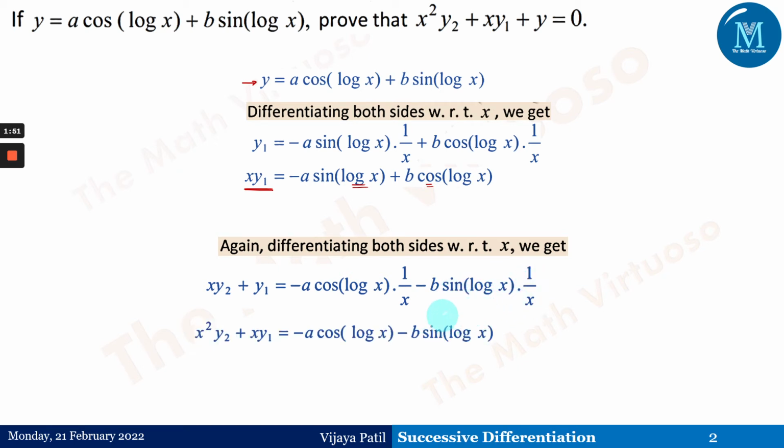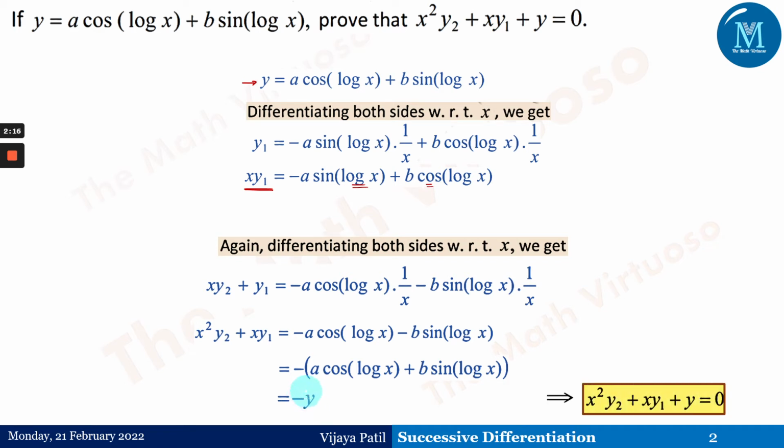Again taking the x to the other side, we are going to get x squared y2 plus x times y1 is equal to minus a times cos of log of x minus b times sine of log of x. Now taking the minus sign out, we have here a cos of log of x plus b times sine of log of x, and we observe that this is nothing but the value of y. That means this is minus of y, and taking the minus y to the other side, we get x squared y2 plus x y1 plus y is equal to 0. This is what we wanted to show in this particular question. It's very simple, using the differentiation.